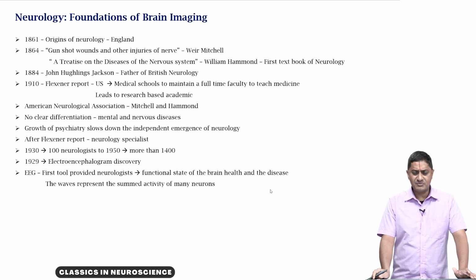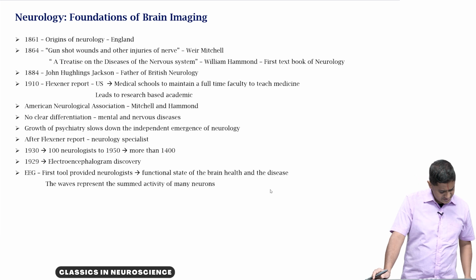Of course, they had to practice to keep their practice up, but they were not fully required to focus on practice, and could also focus on research and teaching. So, this led to the development of research-based academia in the field of medicine in the United States. Mitchell and Hammond went on to found the American Neurological Association.